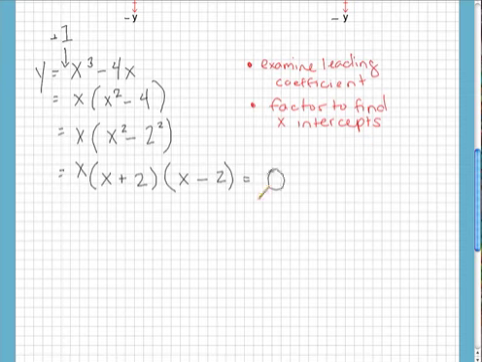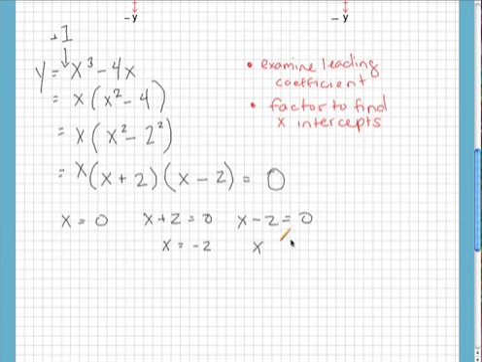Let's set it equal to 0. And we're going to solve for each of these factors equal to 0. Meaning we're going to solve for x equal to 0, x plus 2 equal to 0, and x minus 2 equal to 0. First one's pretty easy. We're going to subtract 2 from both sides in the second equation to get x equals negative 2, and add 2 to both sides in the third equation to get x equals positive 2. So your x-intercepts are going to be 0, negative 2, and positive 2.